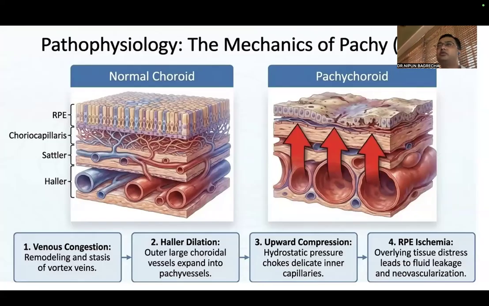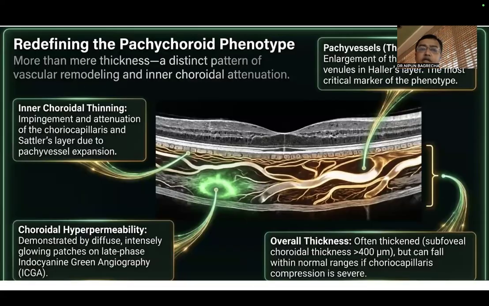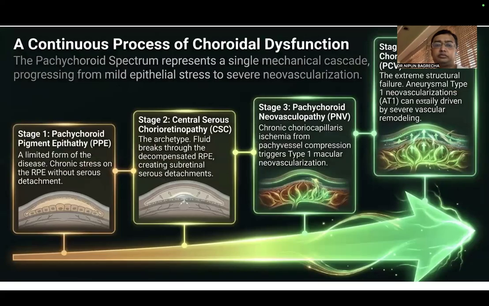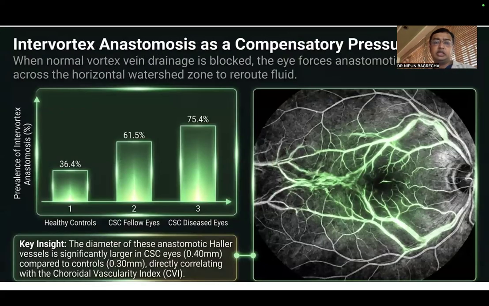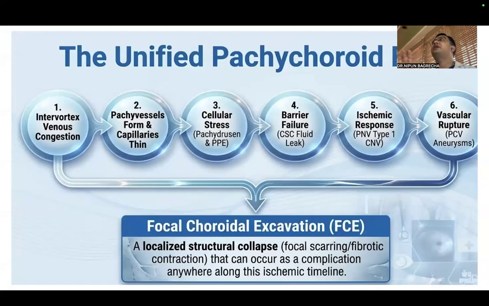This is the normal choroid. What I was talking about is the venous congestion, remodeling and stasis of the vortex veins. Then it causes the Haller layer dilatation. Then, because of the increased hydrostatic pressure, it compresses the choriocapillaries and the Sattler's layer, and it causes ischemia also, which leads to new vascularization. So these are all the pathophysiology of the pachychoroid. Now, it is a continuing spectrum, so because of this pathophysiology, it causes many diseases.